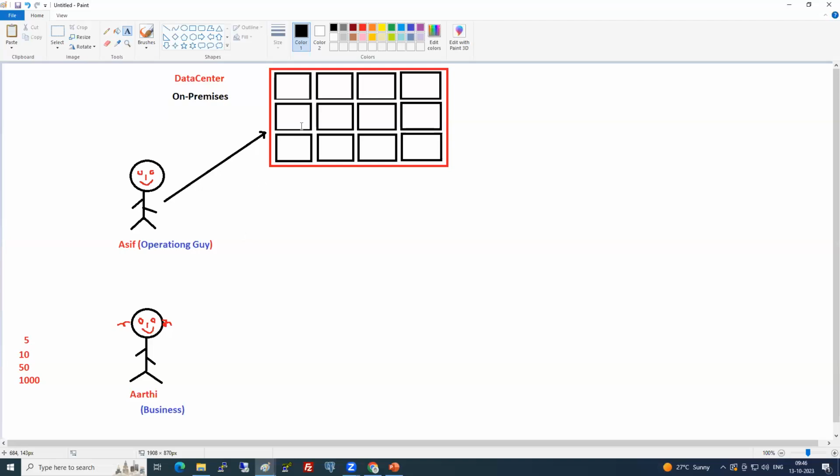he's handling the data centers. Now tell me, is it easy to handle the data center? No. Now all of a sudden, guys, a very big company like Infosys, let's say the customer said, hey Asif, I want 10 servers immediately. What will Asif do? First, Asif will talk to Aarti. Hey Aarti, I need 10 servers. Customer is asking. Aarti, she knows very well, and she said, okay, no problem.